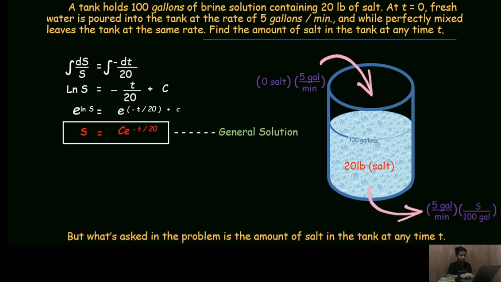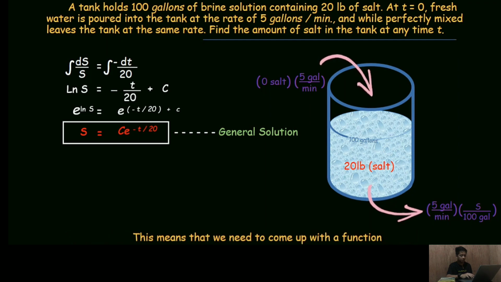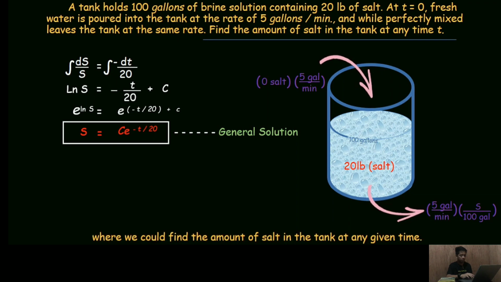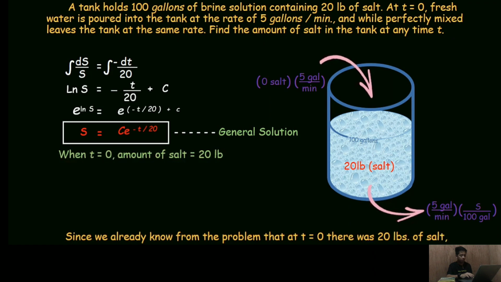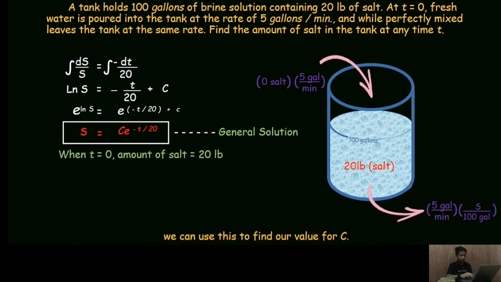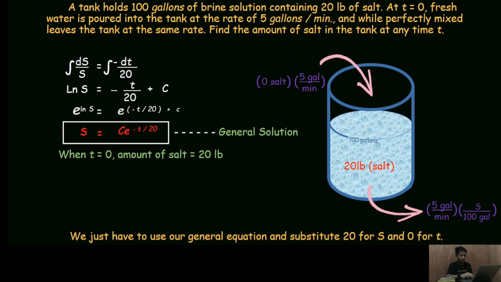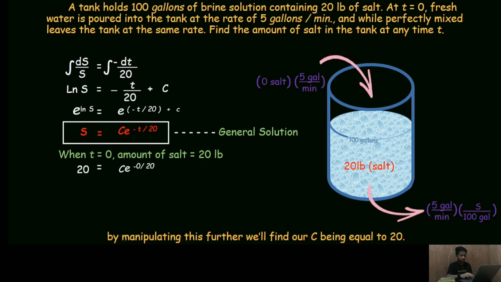But what's asked in the problem is the amount of salt in the tank at any time t. This means that we need to come up with a function where we could find the amount of salt in the tank at any given time. Since we already know from the problem that at t equals 0 there was 20 pounds of salt, we can use this to find our value for C. We just have to use our general equation and substitute 20 for S and 0 for t. By manipulating this further, we'll find C being equal to 20.